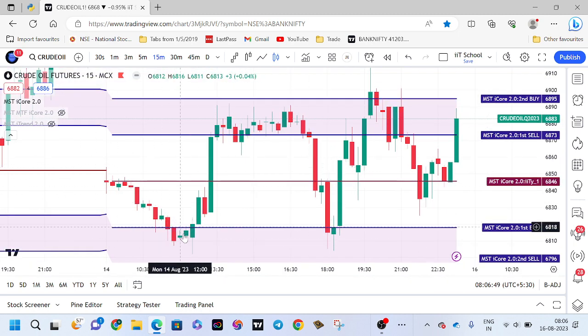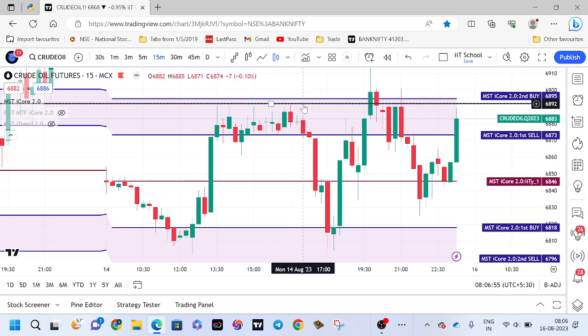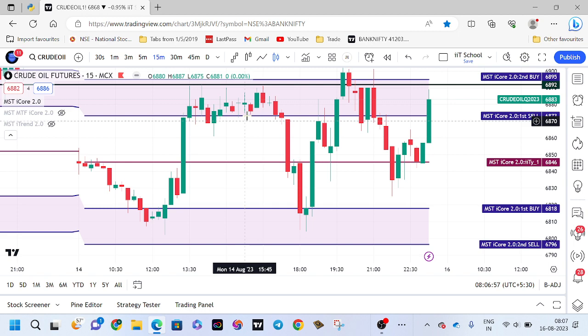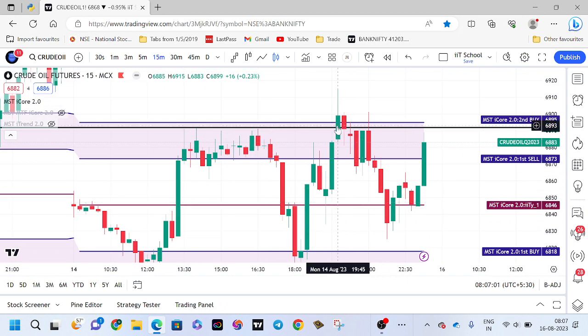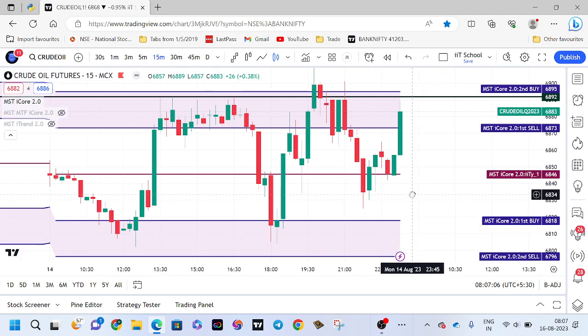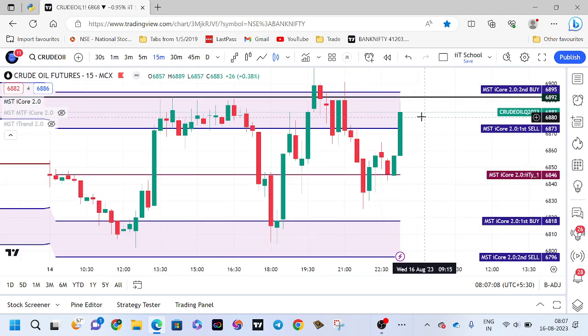Market has come down, we got the buy entry, all the targets hit, SL not hit. See here, you can see this was the high. SL did not hit, again it came down, again we got the buy entry, again we got the target. Now SL hit, second buy activated, targets hit, again it came down to first sell, and again targets hit, again it is going here. If the market is opening today above 6895, buy is expected. If the market is opening below 6873, sell is expected.